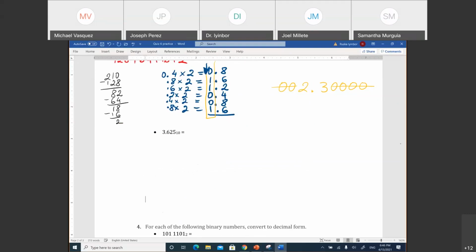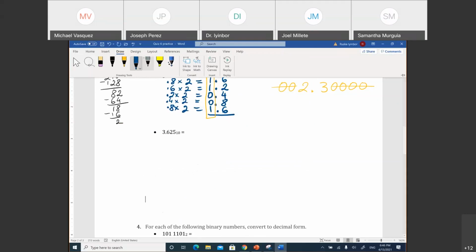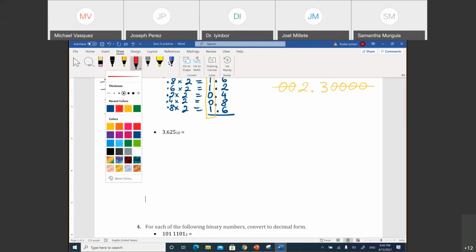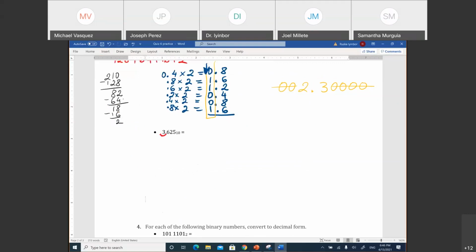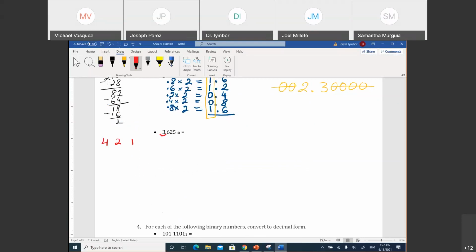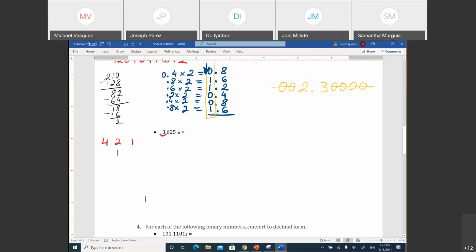Okay, so here we have 3.625. So again, you're going to do the whole part and you're going to do the decimal part. So 3, what is the binary representation of 3? So these are the digits I'm going to use: 1, 2, and 4. Obviously, 3 is going to be 2 plus 1, right? So it's going to be 1 and 1, because 3 is 2 plus 1. Yes?